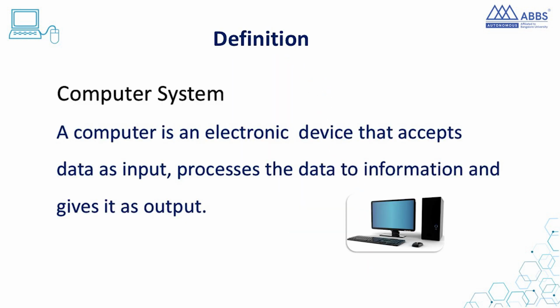Now, let us look into the definition of a computer system. A computer is an electronic device which has input, processing and output. It takes the data as an input, processes the data and converts that data into information, gives it as an output. So, we have various input devices which support the input data activity, processing components and then multiple output devices.